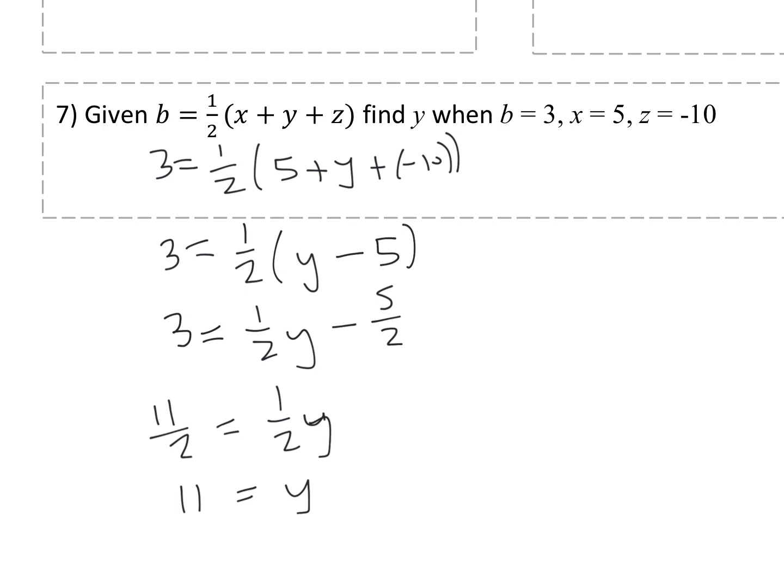Okay, like all questions, you can go back and see, does that work? Is 5 plus 11, 16, take away 10, which is 6. Half of 6 is b. Is b 3? Half of 6 is 3. Yes, it's correct.